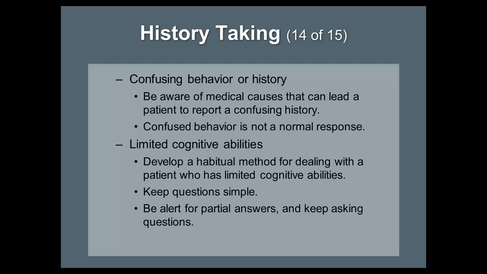Confusion, behavior, or history, you know, are there any external factors from doing this? Could it be drugs, trauma, hypoxia, things like that to be thinking about? But confused behavior, that's not normal. Now, we know there are people in nursing homes that have dementia and Alzheimer's. They're confused. That's one thing. But acute confusion is not a normal response.